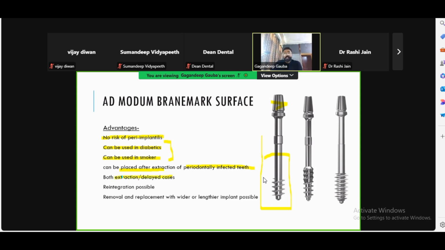Both in extraction and delayed cases, the reintegration of the implant is possible even if the implant has failed. Because of some technical errors, we have not breached the second cortex and we have not engaged the second cortex properly, and the implant fails. The same implant, we can remove it and place after performing and correcting the osteotomy. And also, even in the case of failures, we can remove and replace the implant with a wider or lengthier implant if that is needed.